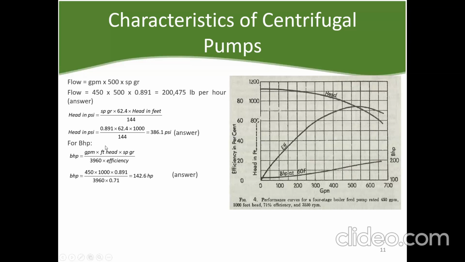Kasi GPM and feet times specific gravity over efficiency. So, bababa yung head mo by specific gravity. Okay, yan. 450, 1,000. This is the rated. This is at 60 Fahrenheit. Okay? So, dito naman at 350 Fahrenheit. Yan. So, iba yan. Okay? Ayan. So, neglect mo na to.